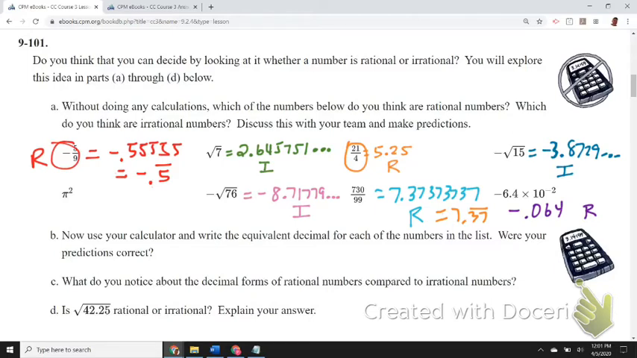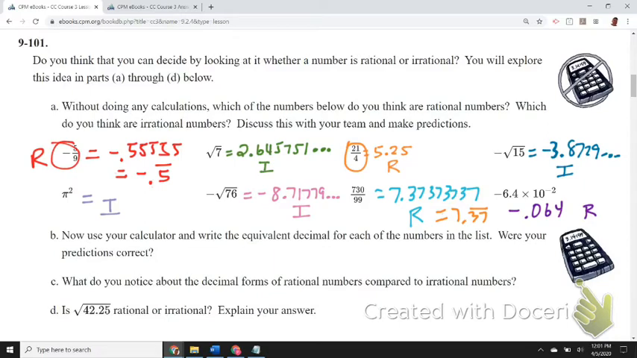To the left in pink there, it's negative 8.7179... It's going to be irrational. And it looks like I skipped one here. So let's go to pi squared. Well, pi is already an irrational number. So if you square an irrational number, in other words, an irrational number times an irrational number, or you multiply anything by an irrational number, it's still going to be an irrational number. Okay?